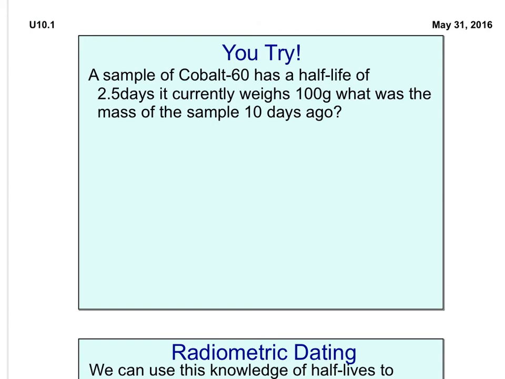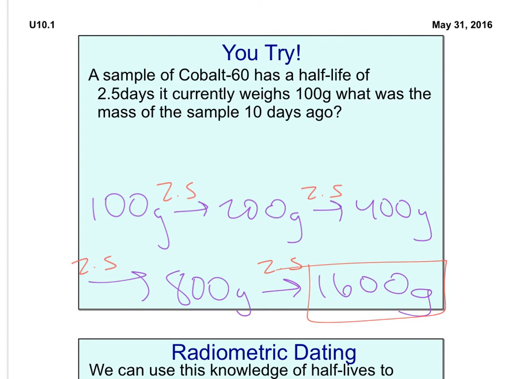So a sample of cobalt-60 has a half-life of 2.5 days. It currently weighs 100 grams. What was the mass of the sample 10 days ago? So you try this one. All right, so the final answer for this one then is 1,600 grams.